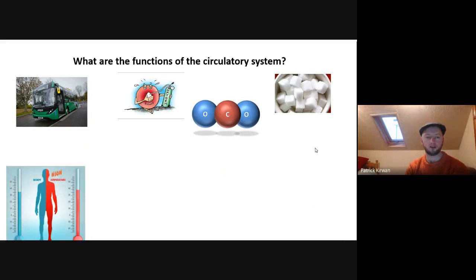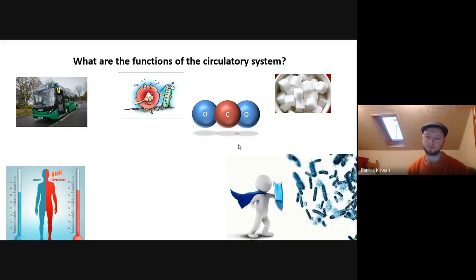What's the other function? Can you guess in the picture? It's to regulate or control our body temperature. You don't want it too high, you don't want it too low. You want it just right at 37.5 degrees. And that's because we need it for these special things called enzymes to work properly. Okay, what about the last one? What do you think it's doing here? What is the blood doing here?